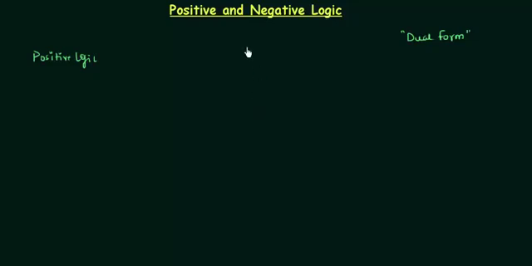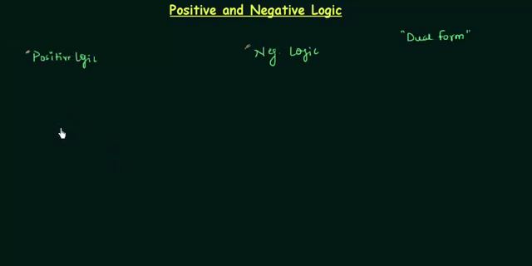On the left hand side, I will explain positive logic, and on the right hand side I will explain negative logic. You already know about the positive logic because we were dealing with positive logic till now, so I will complete it quickly and we will compare positive logic with negative logic, and finally we will solve a few examples. So let's start with positive logic first.